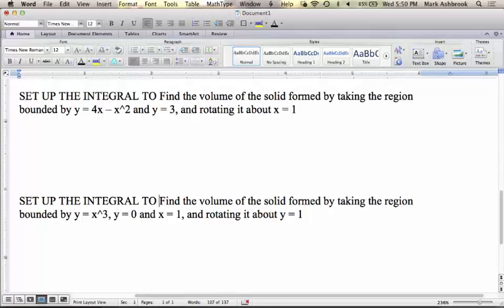No, it's not the height. It's the height of this, right? The height of your shell is the height of that. So it's y2 minus y1. So what is y2? And y1? So we'll put it all together.